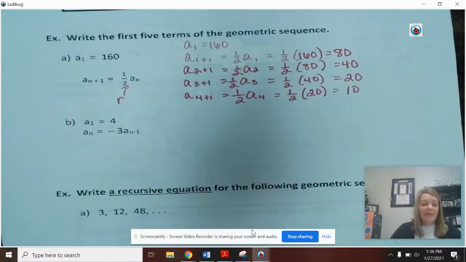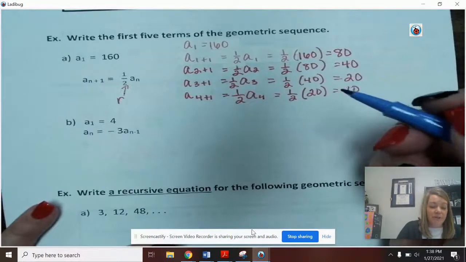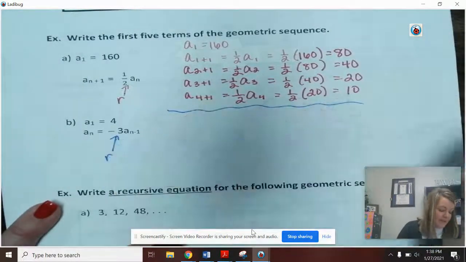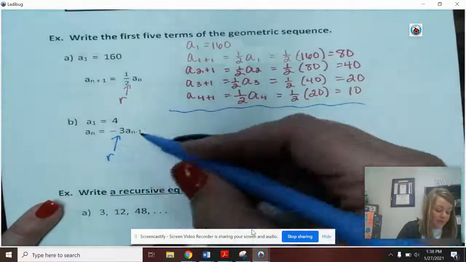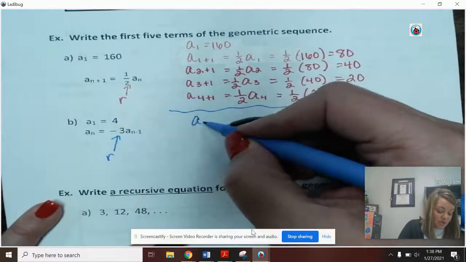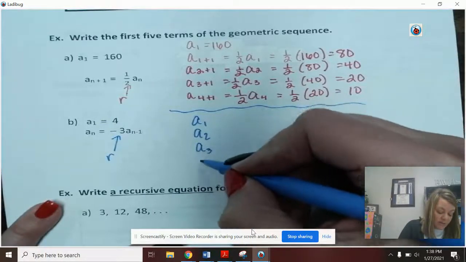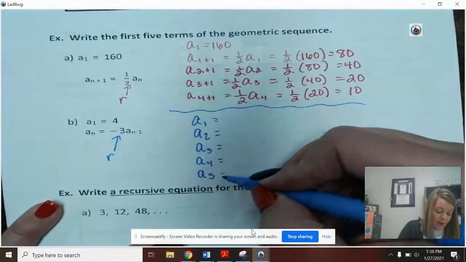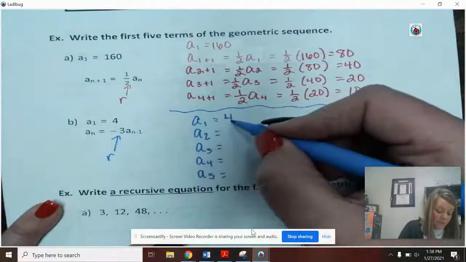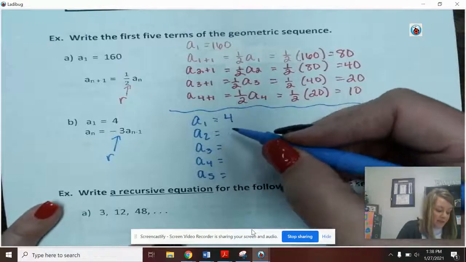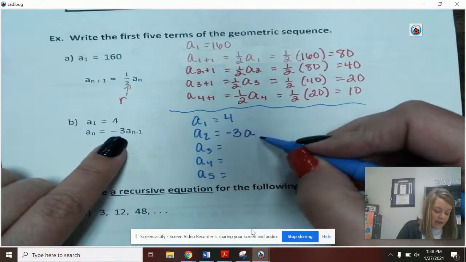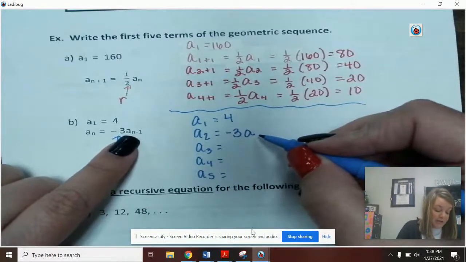Next example, a sub 1 equals 4, so we're starting at 4. And then a sub n equals -3 times a sub n minus 1. So -3 here is our rate. So I'm using the other formula, which means it just goes a sub 1, a sub 2, a sub 3, a sub 4, and a sub 5 each time. I already know that a sub 1 is 4. And if I plug into these other ones now, it's going to say -3, a sub, and I'm going to do n minus 1 here.